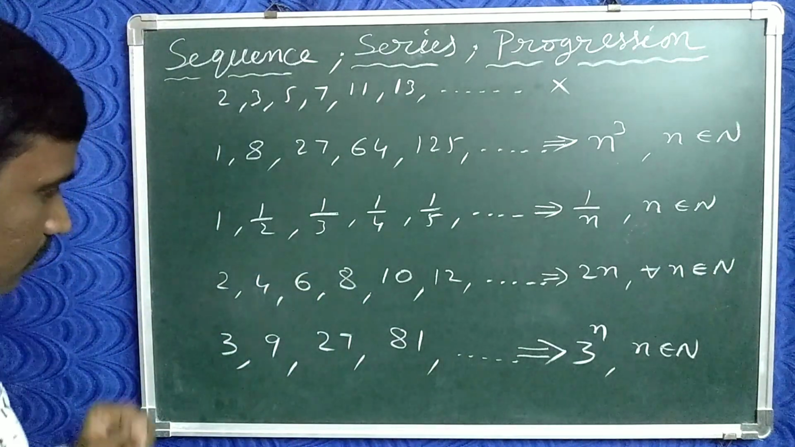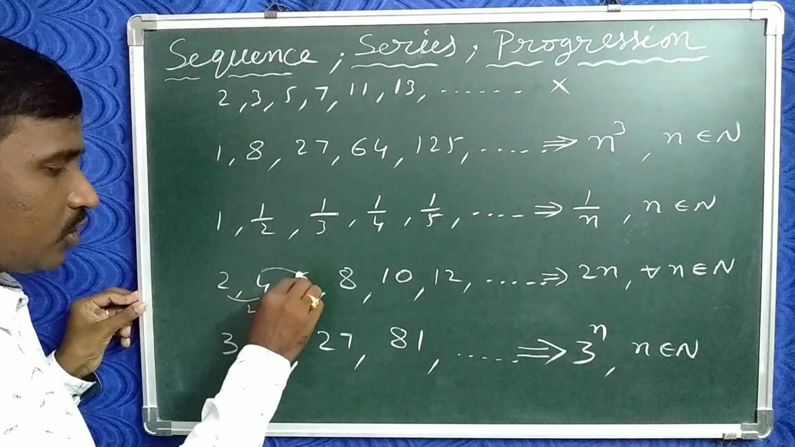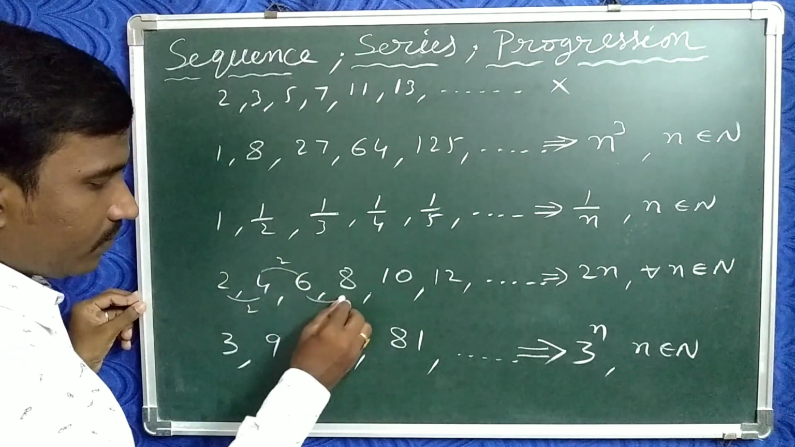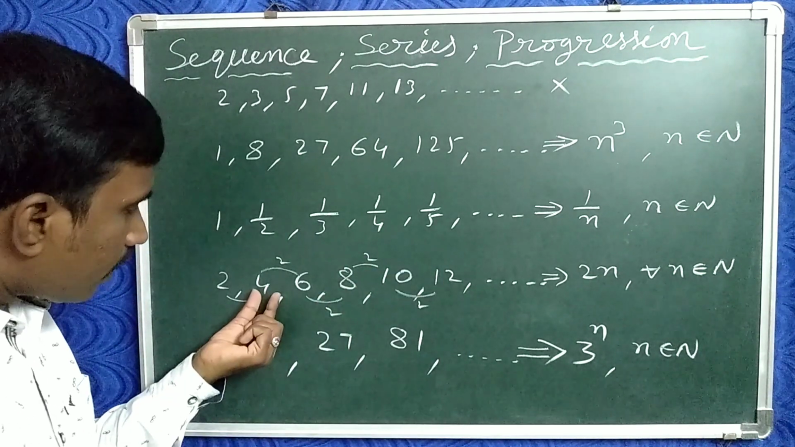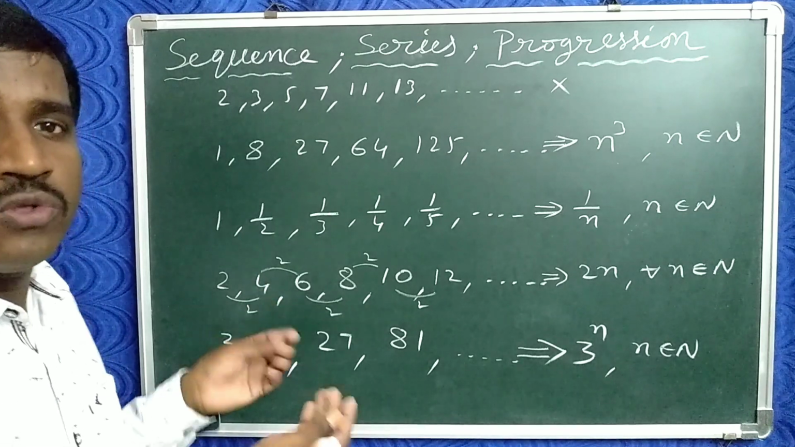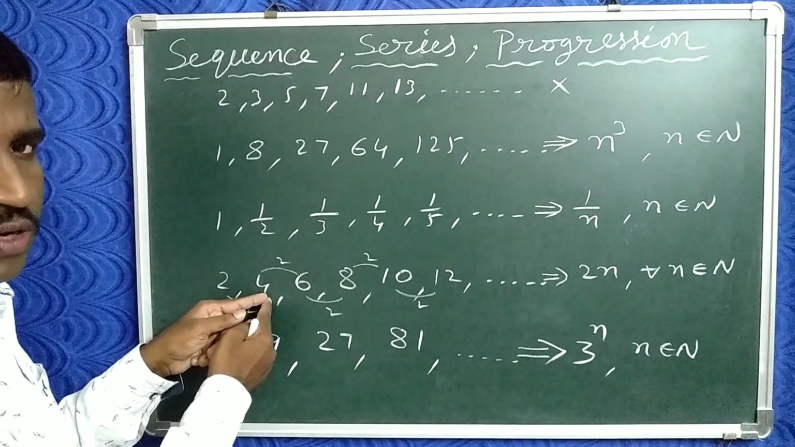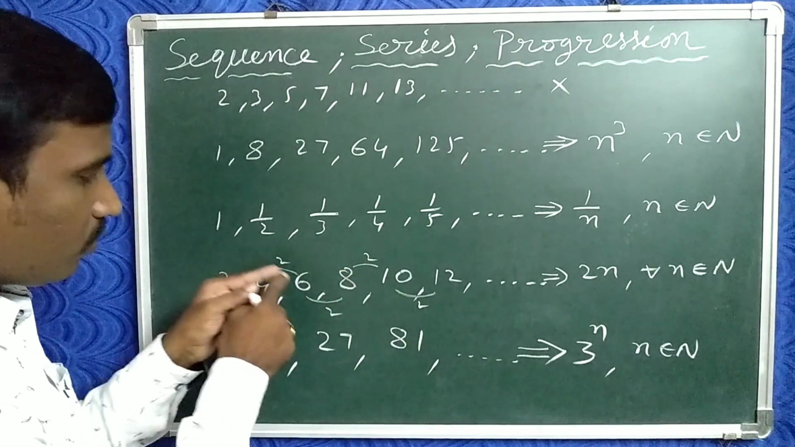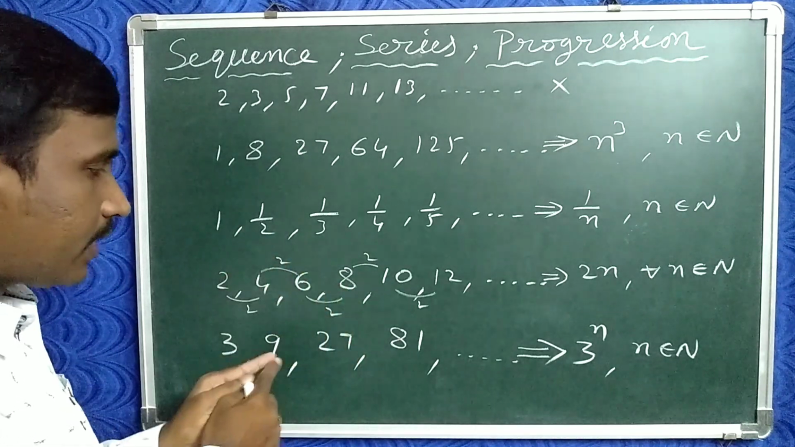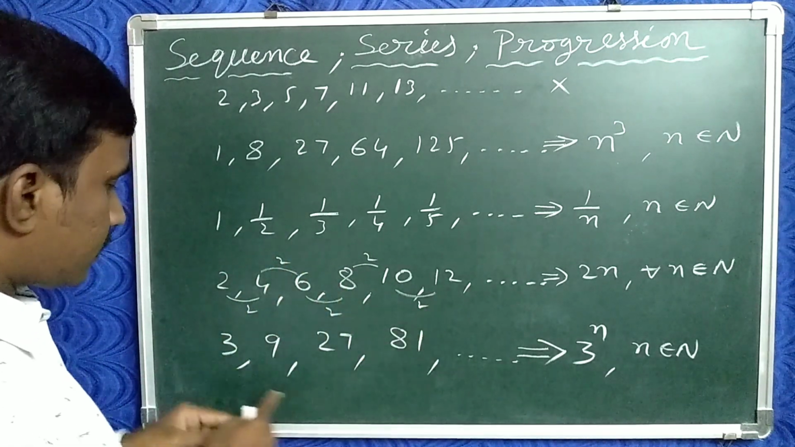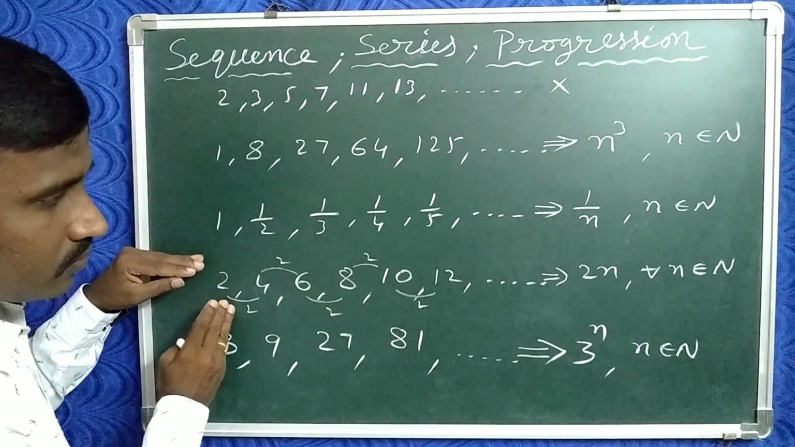But in this case, the difference between these two terms is 2. Here the difference is also 2, the difference is also 2, the difference is also 2. Here every term has a common relation to the preceding term. Means 2 plus 2, 4. Again add 2 to 4, we will get 6. Again add 2 to 6, we will get 8. That's why every term except the first term has a common relation to the preceding term.